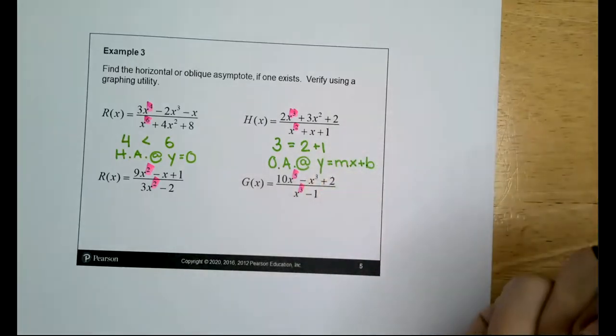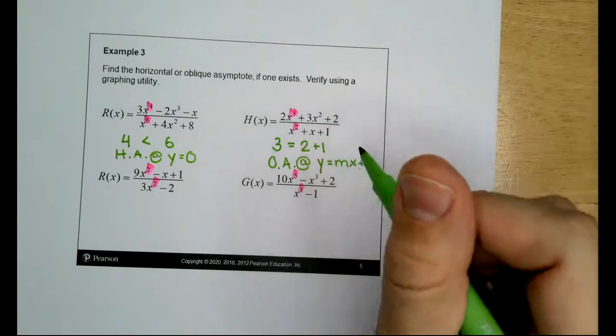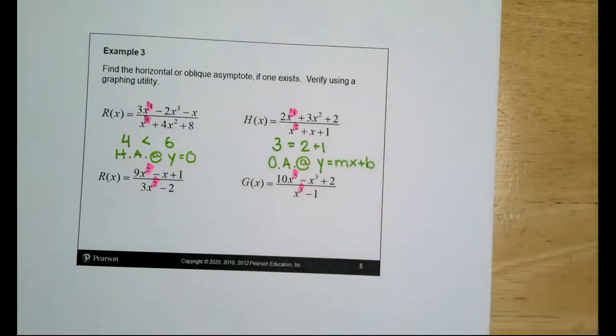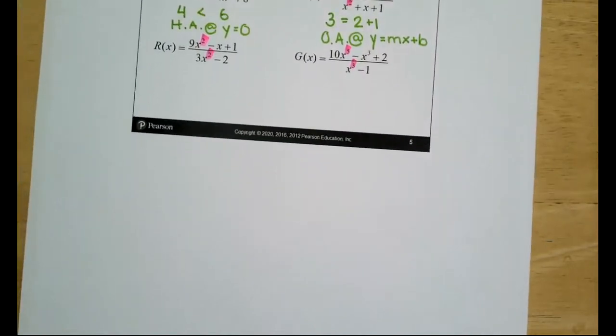But now we have to find what mx plus b is. The way we find the equation of the asymptote is to divide 2x to the third plus 3x squared plus 2 by x squared plus x plus 1. So let's do that down here.